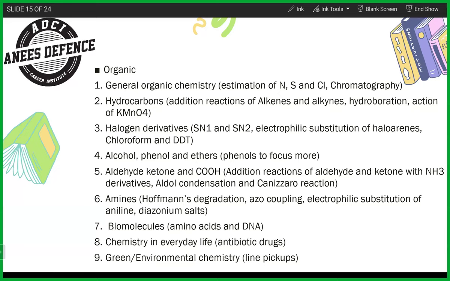Last year, they asked about the retention factor, the Rf value of a chromatography. So chromatography cannot be underestimated. Because there are very few questions on this, we try to skip it. But if you're doing a last-moment study, 10 minutes is enough for completing chromatography. It's easy to understand. The word seems to be difficult, but this particular thing is a simple concept. We can do that with much ease.